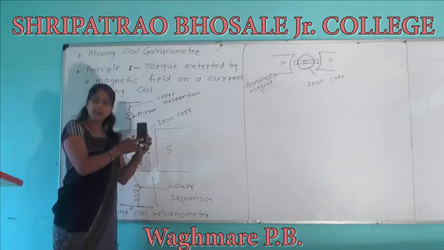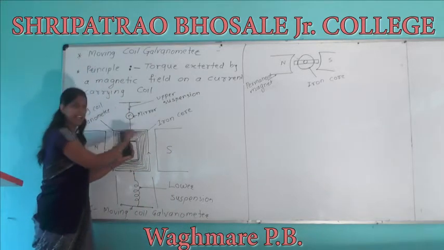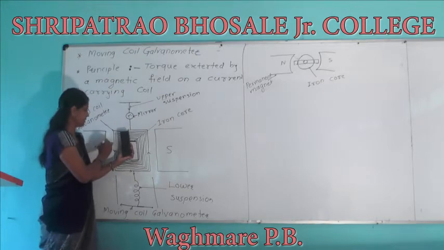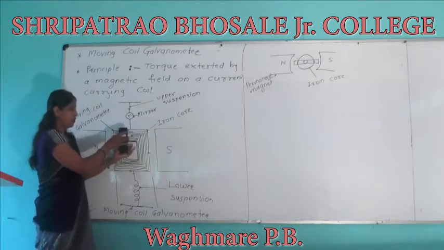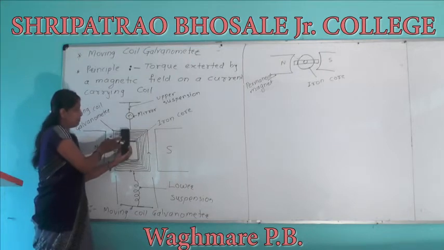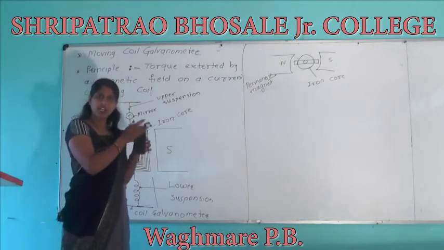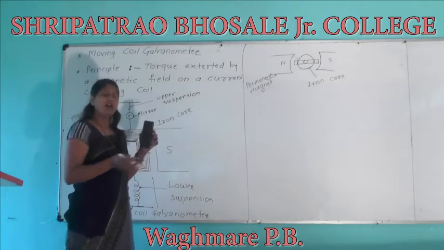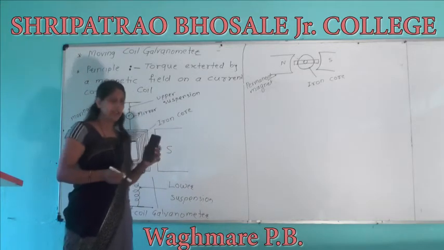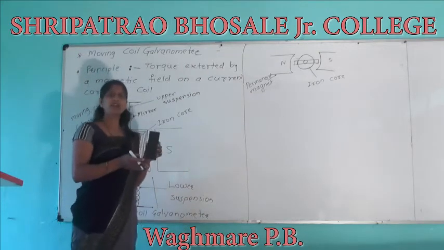Then this is the plane of the coil, and this is the magnetic field in this direction from S to N. Therefore, the plane and magnetic field are parallel to each other. But we have to find out the surface area or area vector of the coil. Then the area vector is always perpendicular to the plane.